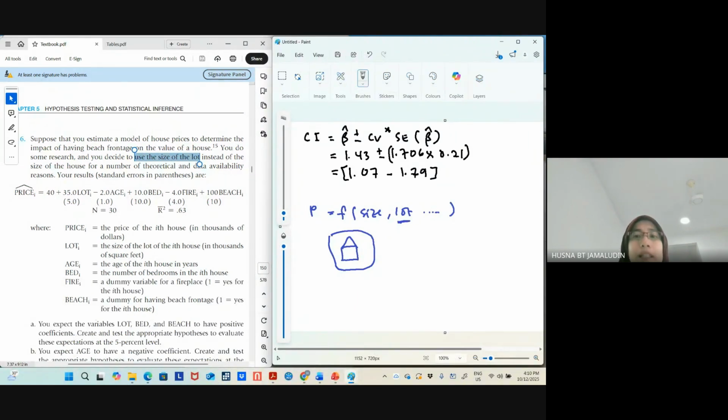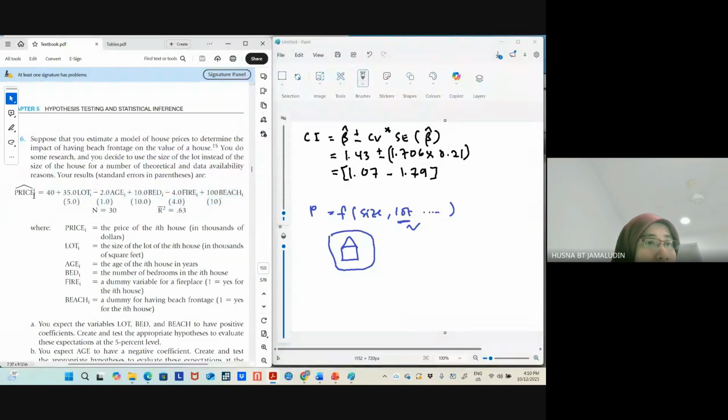So if the lot is bigger, what happened to the price? Of course, it will become higher. Although these two are actually relevant variables, they decided to use just lot instead of the size. Even though both are relevant, they said they want to use lot, they don't want to use size. Okay, fine. So these are the estimation.